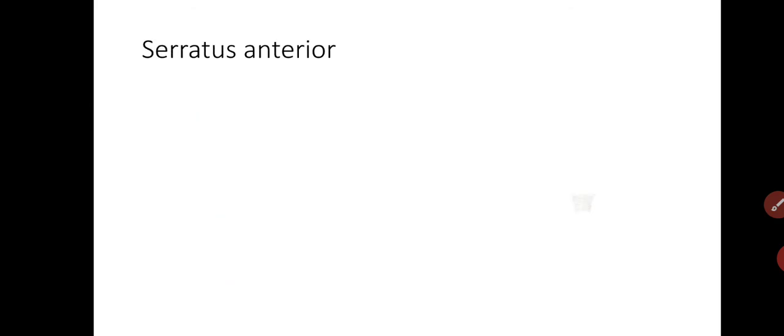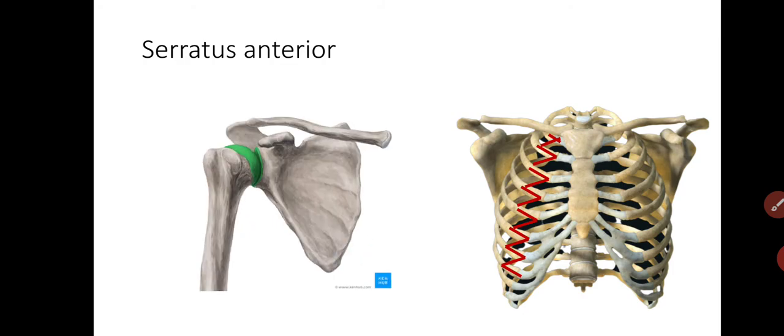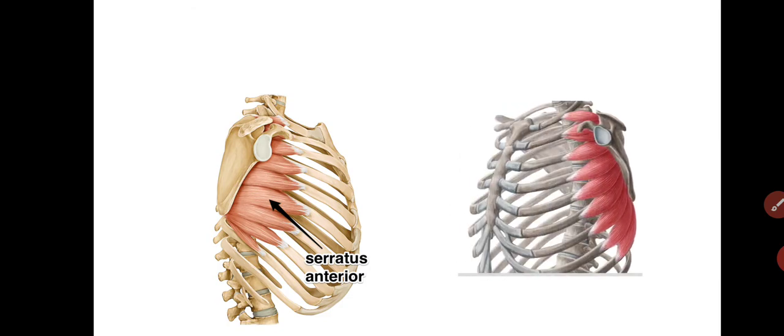Now the serratus anterior muscle. It takes origin from 8 digitations from the upper 8 ribs and also the fascia covering the ribs, and is inserted on the costal surface of the medial border of the scapula. So this is the serratus anterior muscle. Nerve supply: it is supplied by the nerve to serratus anterior, also called the nerve of Bell or long thoracic nerve. Now the action: it helps in pushing and punching movement.